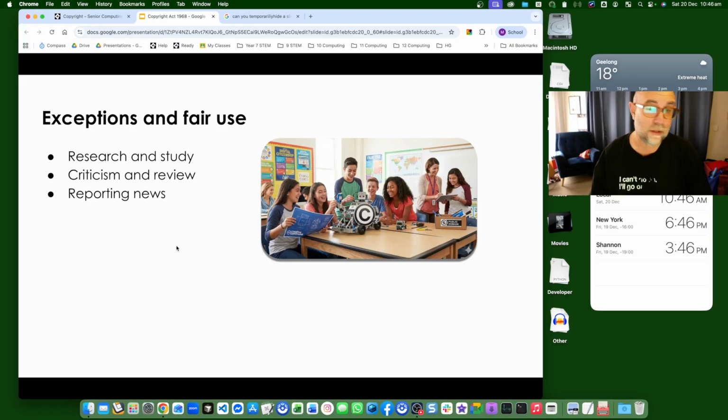Reporting the news. Yeah, they can use footage. They don't have to ask you permission. Sometimes they do. So people actually will sell footage to news organisations if they've captured something really good on their phone. But they can use small amounts of stuff to report the news, for educational purposes.